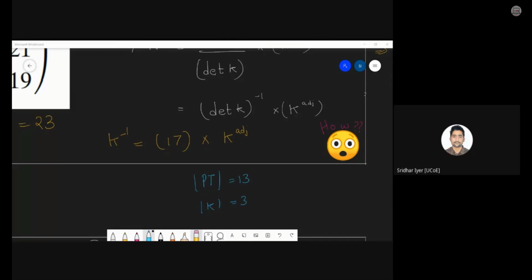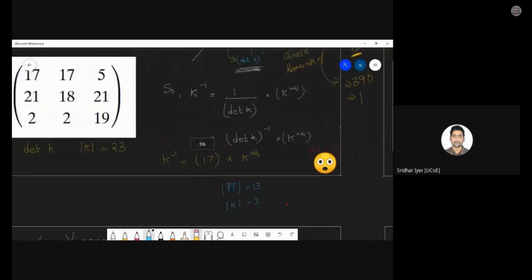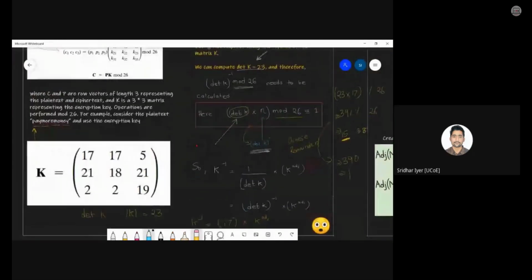I'm not getting answers from A. Yeah, fine. So this is just how we calculate K inverse. And now let's see how to proceed with the decryption part.